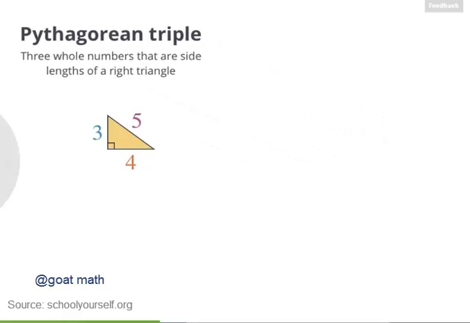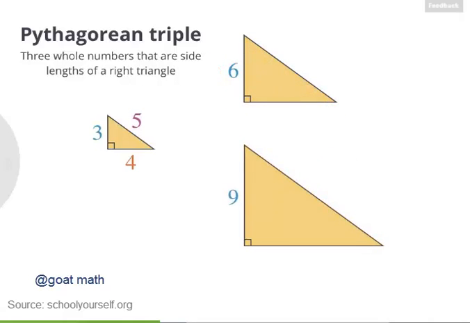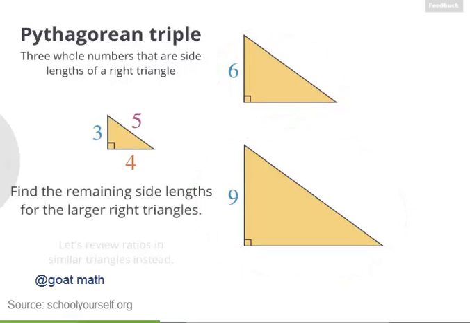Let's find some more Pythagorean triples. One way to find more triples is to start with a triple, like 3, 4, 5, and to make the right triangle bigger or smaller. Let's make another right triangle whose side lengths are all twice as long, so this side here is 6, and a third triangle whose sides are all 3 times longer, so this side over here is 9. Using the fact that these 3 triangles are all similar, try finding the remaining side lengths for these larger right triangles.